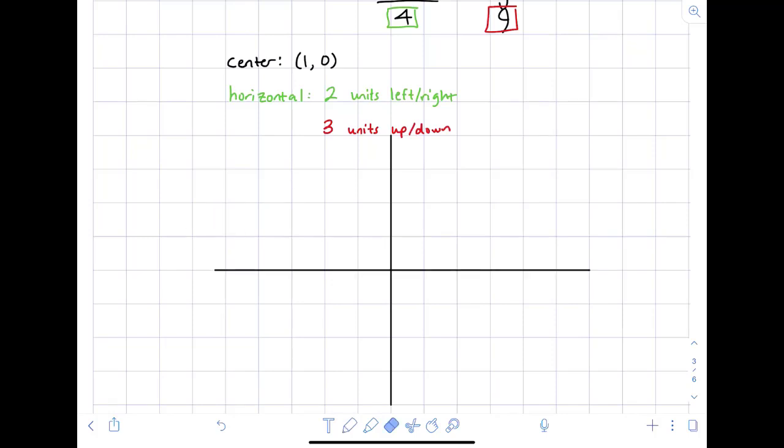Okay, so our center is at (1, 0). And we're going to be counting 2 units left and right. We're going to be counting 3 units up and down.